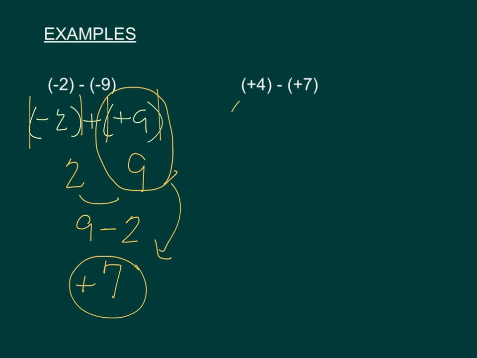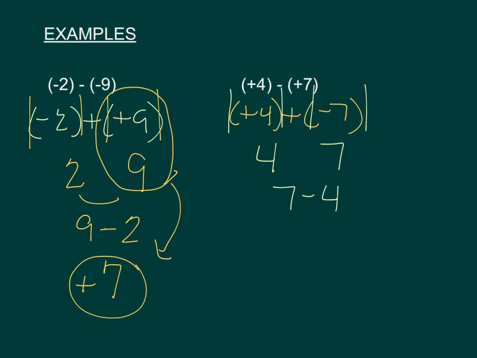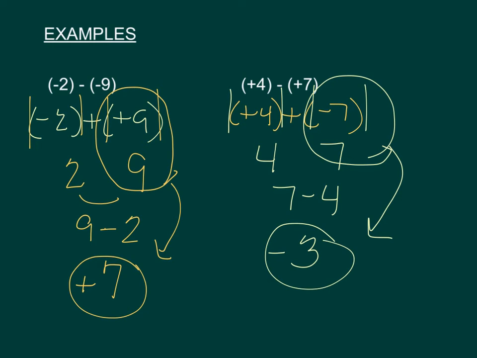Again, here we go. Stay, change, change, cha-cha-cha. Signs are different, find the difference. Take my absolute values. I've got 4 and 7. Finding the difference is 7 minus 4 gives me 3. And I take the sign of the larger absolute value right there, so it is negative 3.